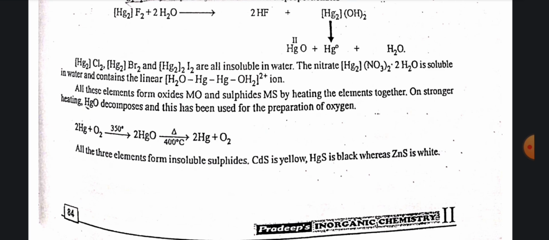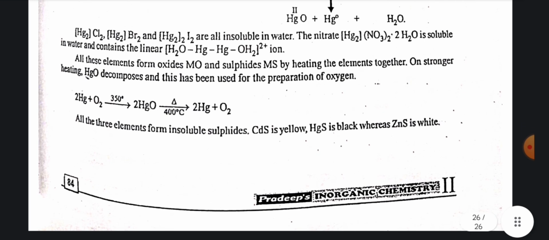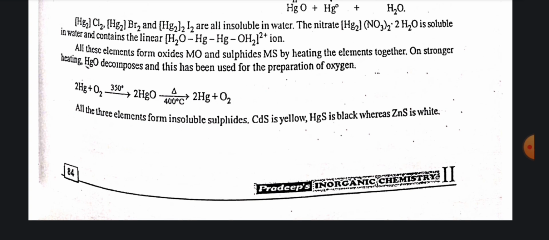All these elements form oxides and sulfides, MS, by heating the elements together. On stronger heating, HgO decomposes, and has been used for the preparation of oxygen. All three elements form insoluble sulfides. CdS is yellow, HgS is black, whereas ZnS is white.